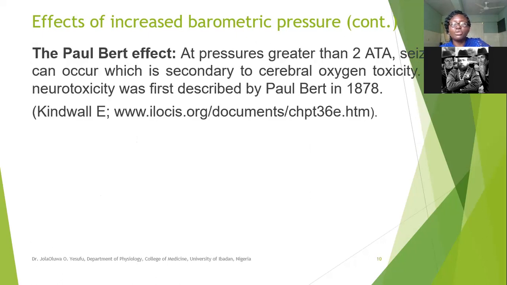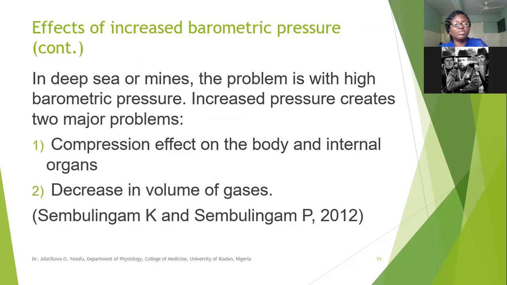Now, there's another effect called the Paul Bert effect. Notice that all these names were developed by scientists who researched into how the body works, okay? The Paul Bert effect: at a pressure greater than 2 atmospheres, seizures can actually occur, okay? In layman's terms, we say convulsions. That is because you have too much oxygen in the brain, cerebral oxygen toxicity. So this neurotoxicity was first described by Paul Bert as far back as 1878.